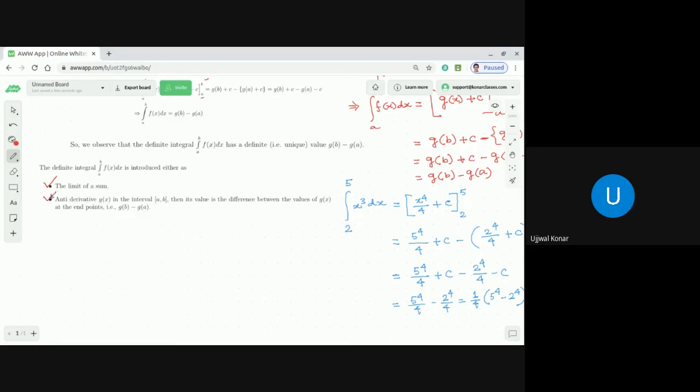So we will focus mostly on the second part. But before that, I just want to touch base on the limit of the sum part also. But before that, we would like to know what the geometrical significance of definite integration is. So the geometrical significance, or geometrical interpretation, of the definite integral is our next part of discussion, and we will be spending a few minutes on this particular topic, and it is very important, by the way.